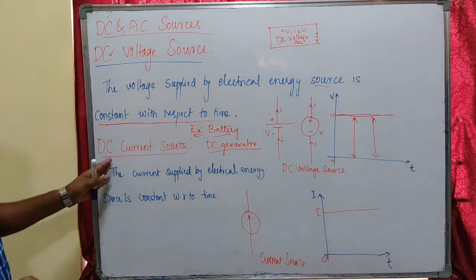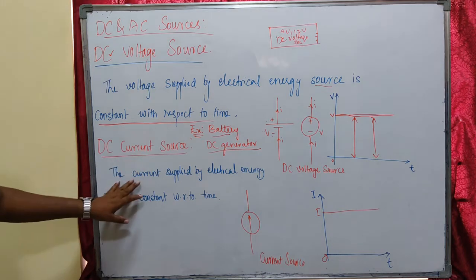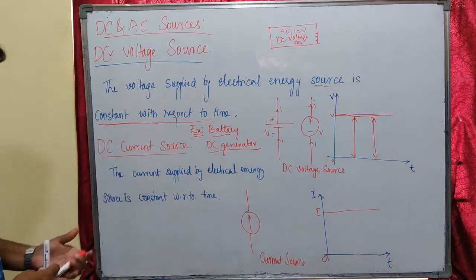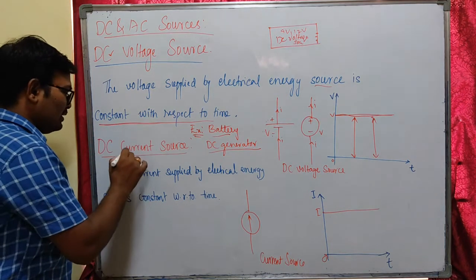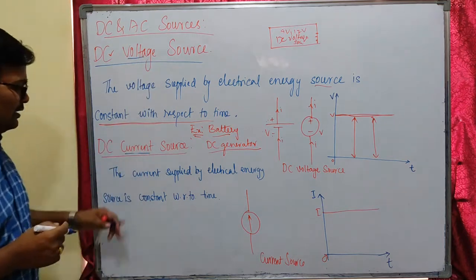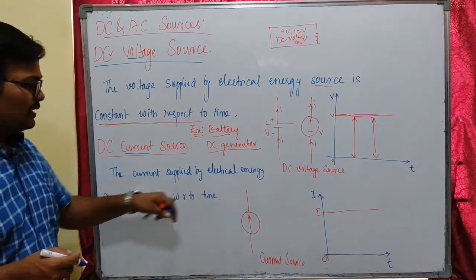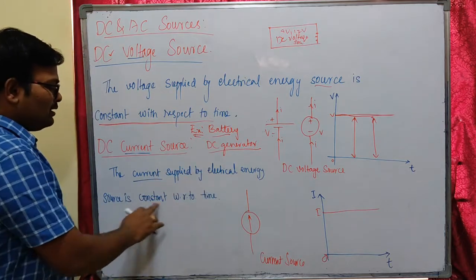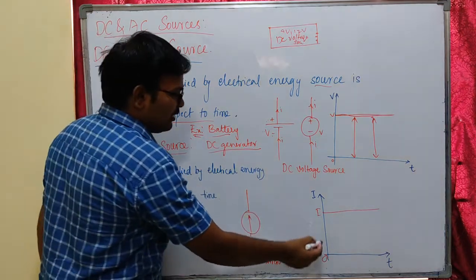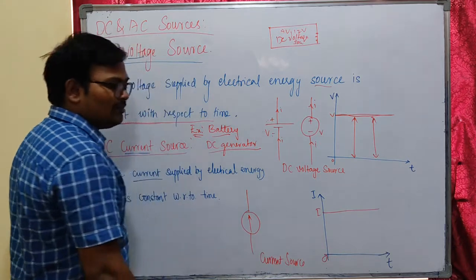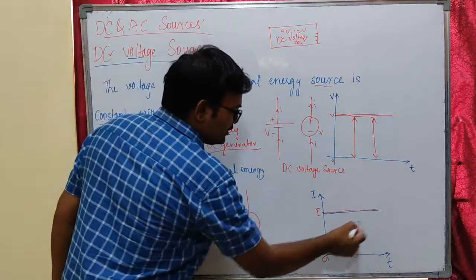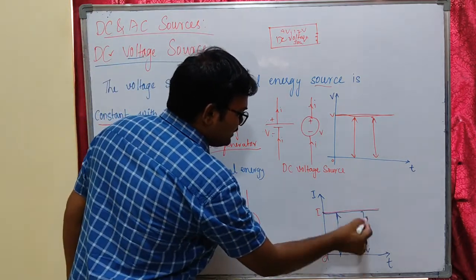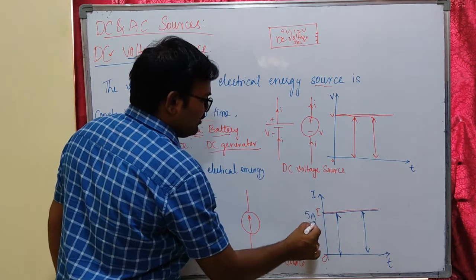Now let us see the DC current source. A DC current source is similar to a DC voltage source, but here the parameter is current. The only difference is that it is current instead of voltage. The current supplied by an electrical energy source is constant with respect to time. This is the current graph over the time period. It is constant throughout the time period, not changing. For example, it is a 5 amp DC current source.